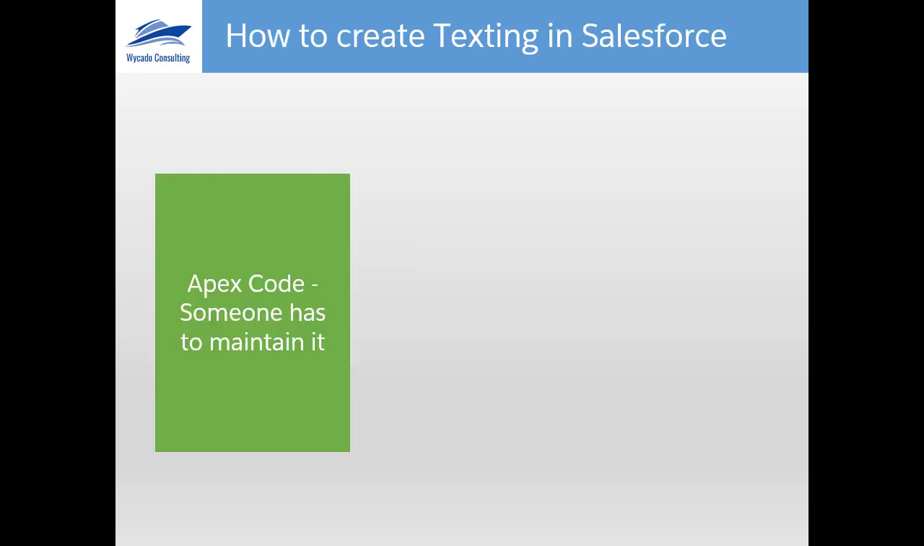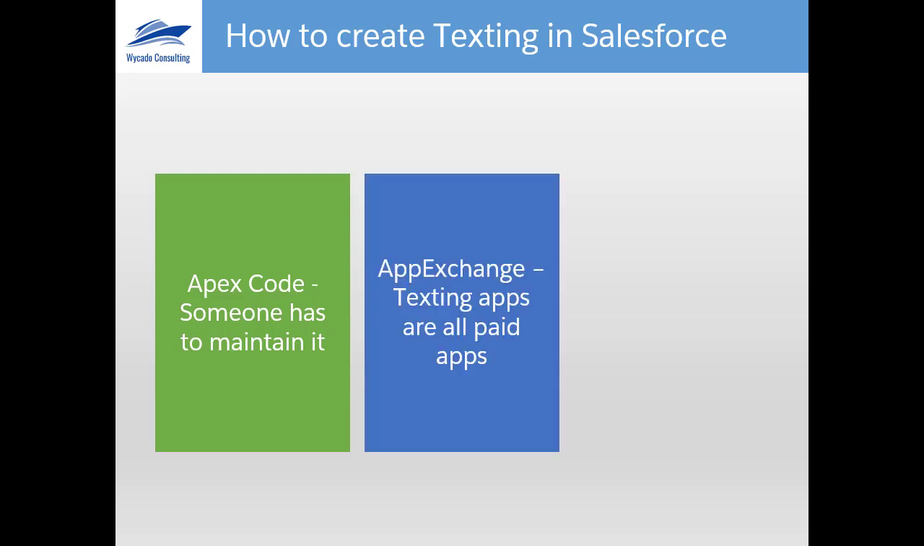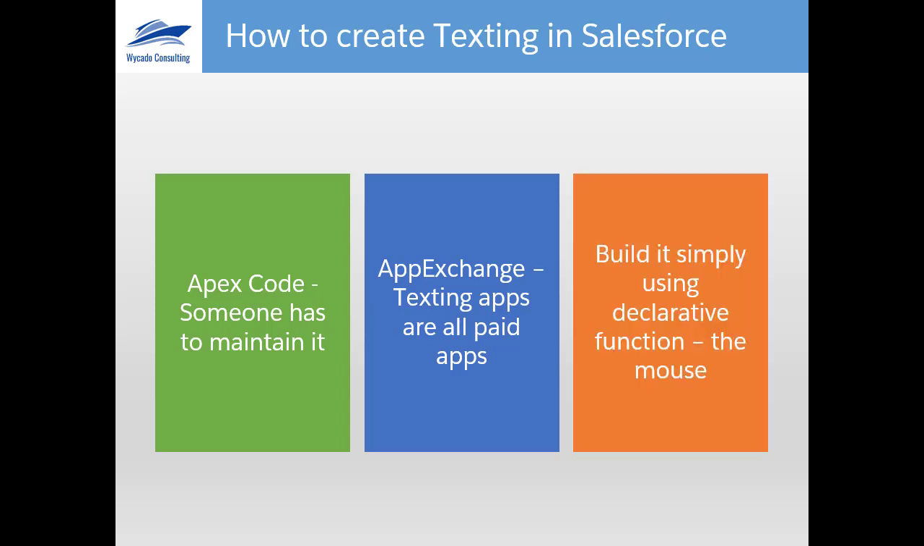Well, here are our options. Write Apex code. You can do that, but somebody has to maintain that code. You have to have a coding resource. We could go to the AppExchange. There are texting apps there, but they're all paid apps, and I haven't seen any free ones that appear to be worth anything. Or we can build it simply using a declarative function, the mouse, which is what we're going to do today. So let's build it.